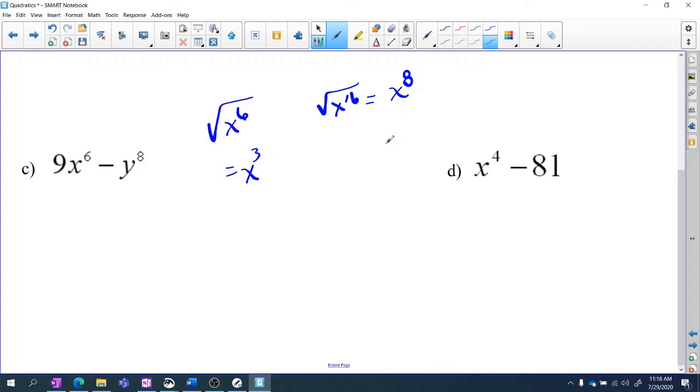And I think you could probably guess what students do incorrectly. They say, why isn't it x to the 4th? Which, of course, they're thinking that because they say I took the square root of 16. It says take the square root. It's not the square root of 16, it's the square root of x to the 16th.